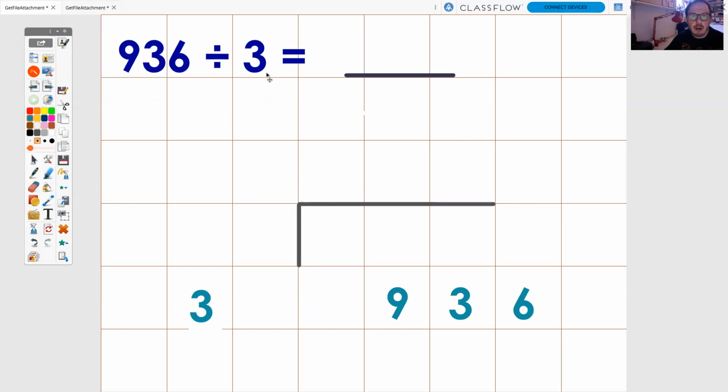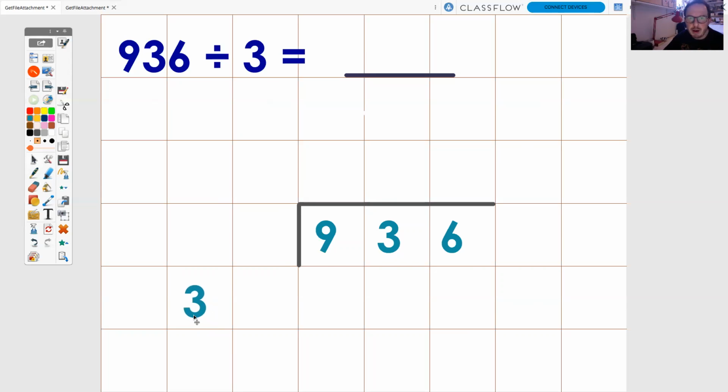936 divided by 3. So what we do is we take the big amount that we're dividing, and we stick it inside the bus stop. 936. And you can see I'm using a squared grid here because I like to have each number in its own little square, so it's all not jumbled up and a bit of a mess. So let's have it nice and clear. 936. Okay, it's in the bus stop. Now, I take the 3 that I'm dividing by and stick it just outside, just there.